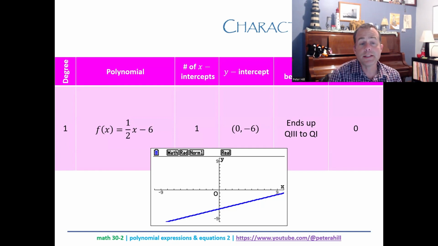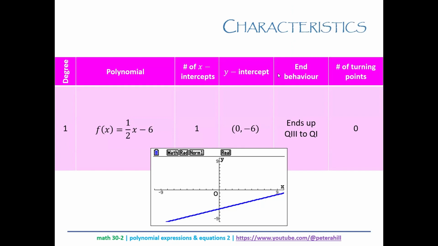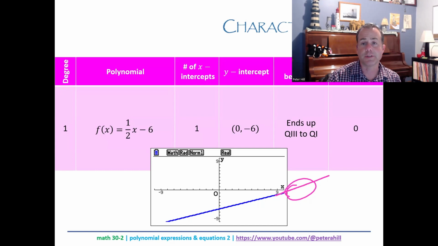Okay, so in this first example, I'm just going to hide my head here for 1 second. We see that it is a degree 1. The polynomial is f of x equals 1/2 x minus 6. We see the number of x-intercepts is 1. I don't actually see the x-intercept here, but you can see that it would be over here if I extended that line up a bit. The y-intercept is at (0, -6). Remember that y-intercepts have to be in a coordinate point, so bracket x comma y bracket.